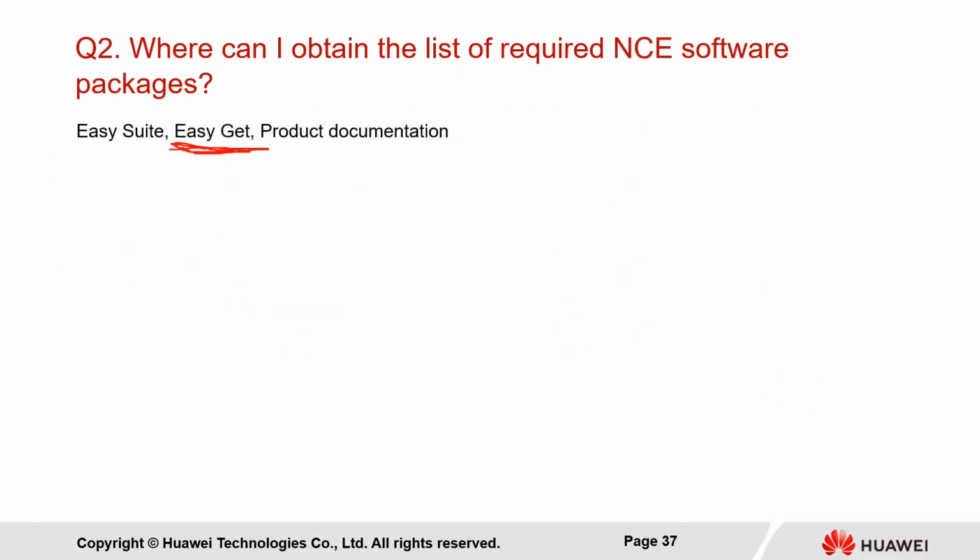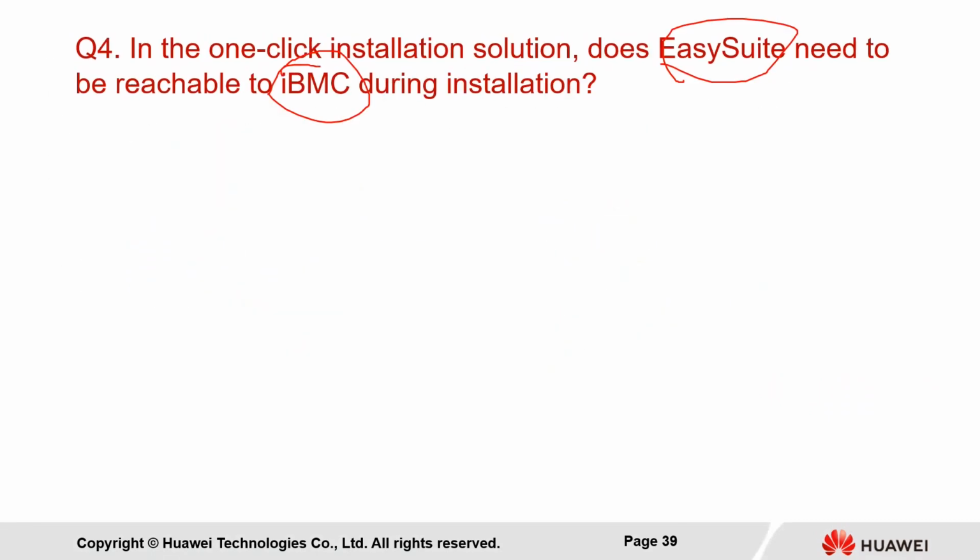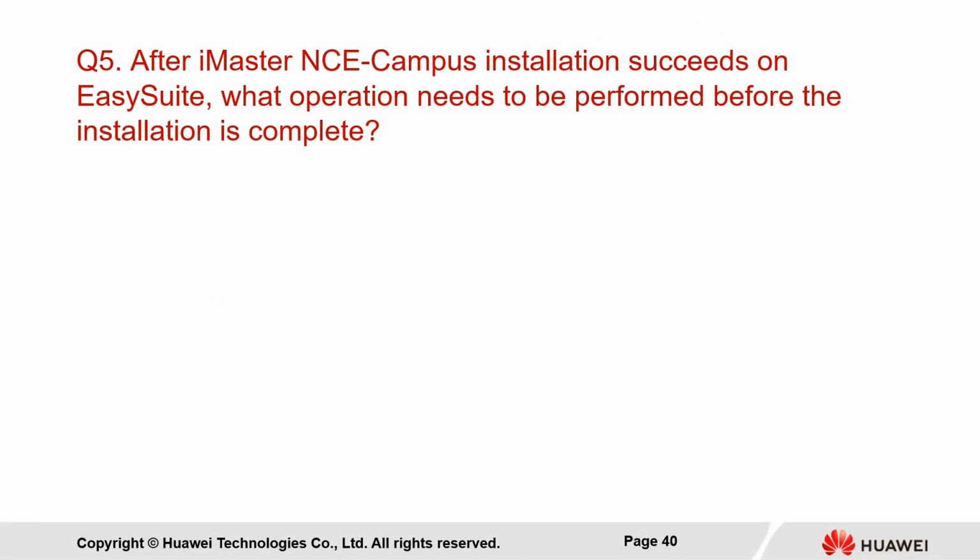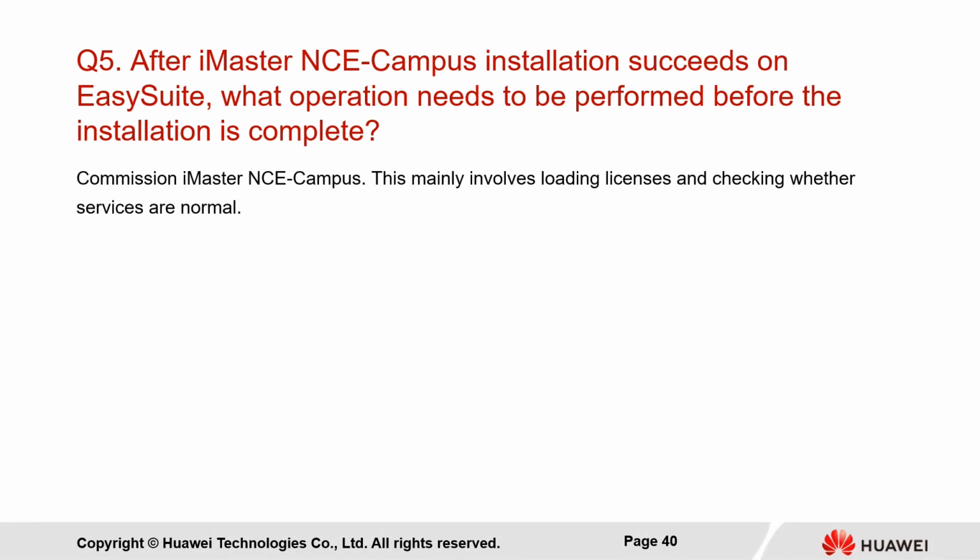And the one last question, question 5. After the iMaster NCE-Campus installation succeeds in the EasySwitch, what operations need to be performed before the installation is complete? Remember, it's licensing, and check, right? Check is very important too. Licensing and check.